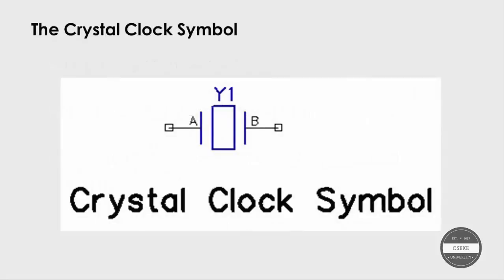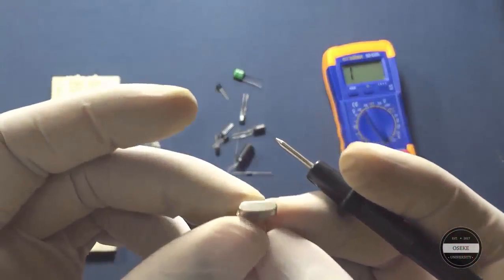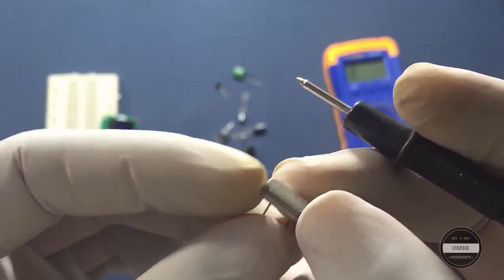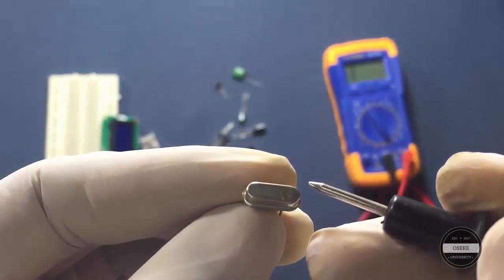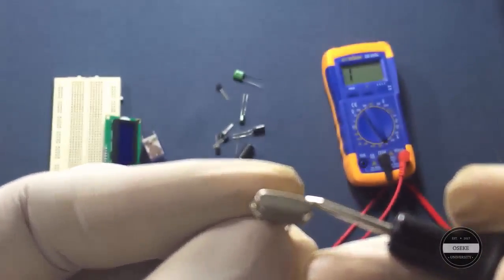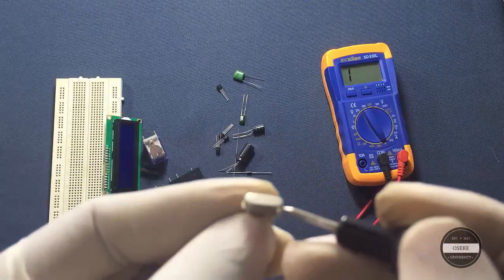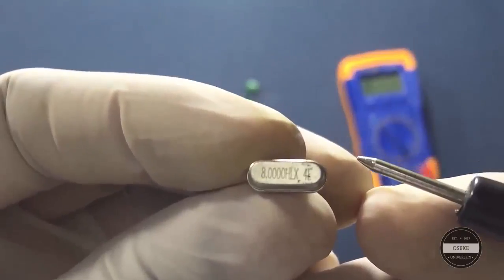This is the symbol for a crystal clock. This is a crystal oscillator. The crystal clock is the heart of the microcontroller. It's like the heartbeat of the microcontroller. Without it, the microcontroller cannot execute commands. It provides timing.